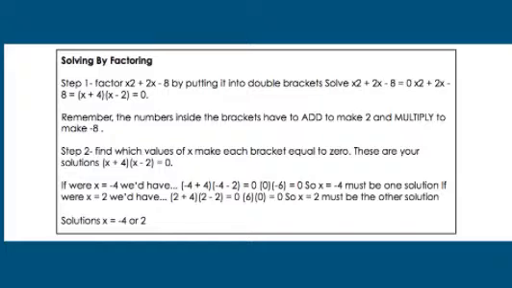If we do x equals 2, we'd have 2 plus 4, brackets, 2 minus 2 equals 0, 6 times 0 equals 0. So x equals 2 must be the other solution. Solutions, x equals negative 4 or 2.